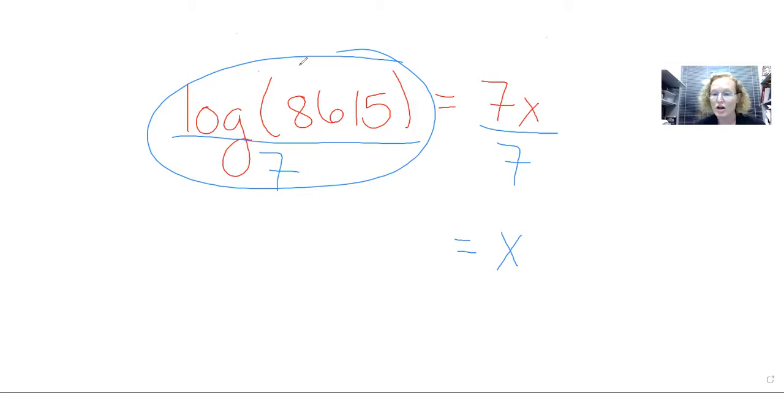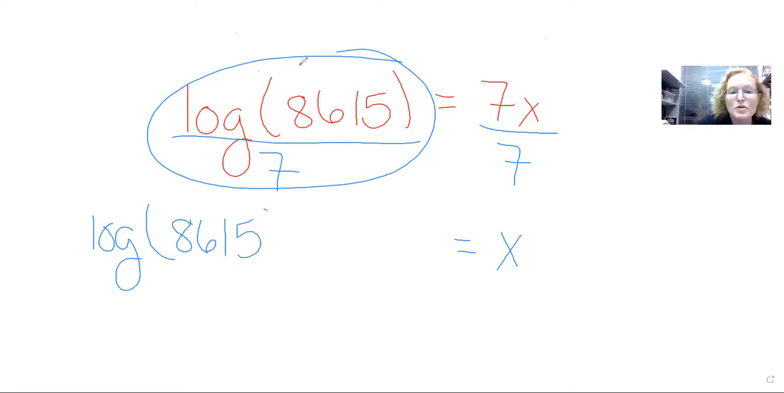So I'm going to hit the log button. When I hit the log button on my calculator, it automatically opens a parenthesis for me. Well, I'm taking the log of 8,615. But remember, you can't forget, even though it opened it, you got to close it. It doesn't close it for you. And then divided by, so we're going to hit divided by and 7 here.